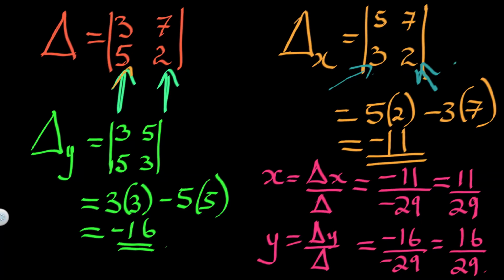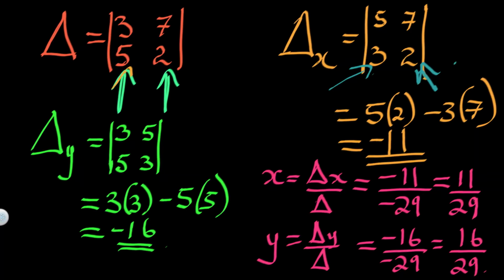The skills that you should have when applying Cramer's rule: you should know how to evaluate determinants. 2 by 2 determinants, 3 by 3 determinants, or maybe 4 by 4 determinants. As long as you know how to evaluate determinants, you can do Cramer's rule without any problem. And also take note of how you get your delta x and your delta y.